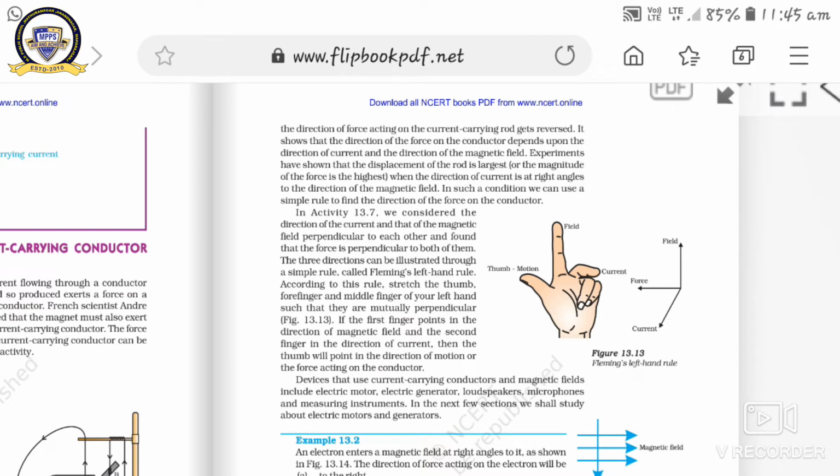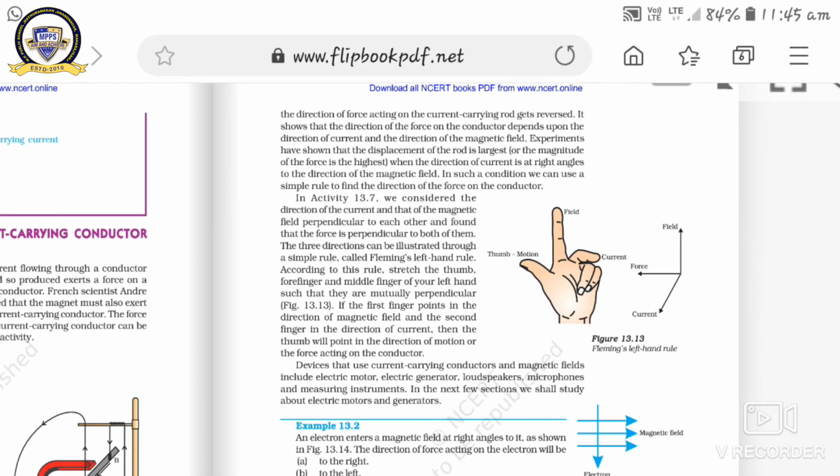In such a condition, we can use a simple rule to find the direction of the force on the conductor. So the rule is Fleming's left hand rule. In activity 13.7, we considered the direction of the current and that of the magnetic field perpendicular to each other and found that the force is perpendicular to both of them. The three directions can be illustrated through the simple rule.